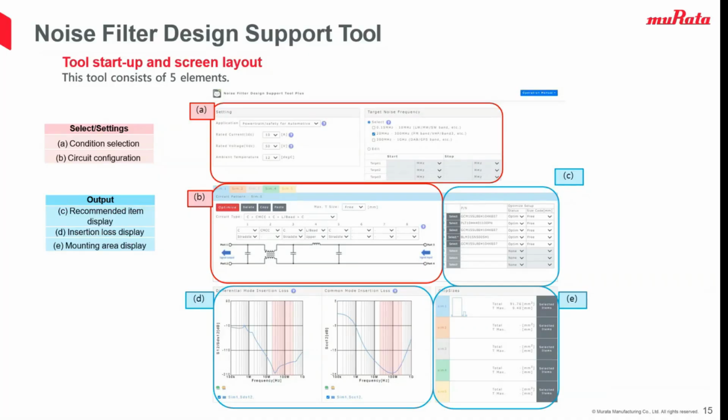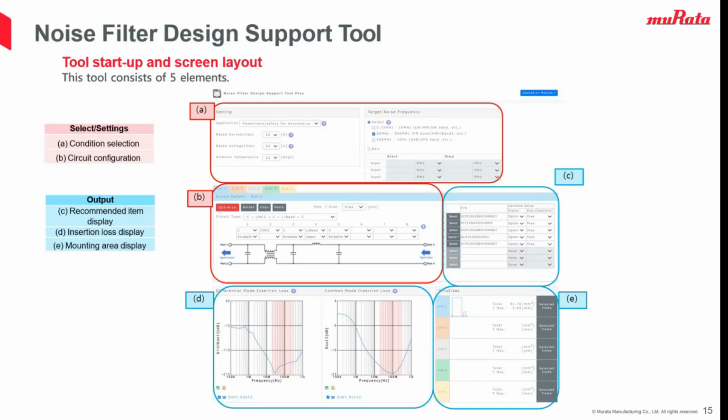So it'll recommend components based on those conditions. And at the bottom left, you can see your different insertion loss versus frequency and see how effective your filter is, how well it's attenuating across that frequency range, given a certain circuit type and part number listing. Also in the bottom right, you can see mounting area and size layout information.